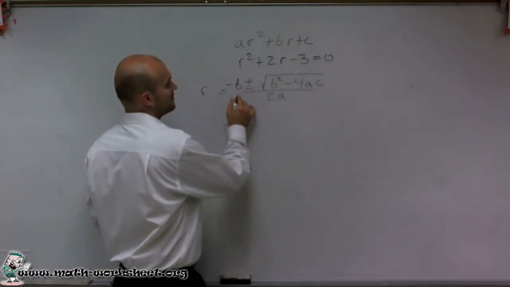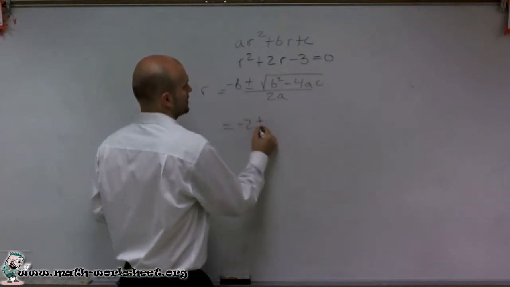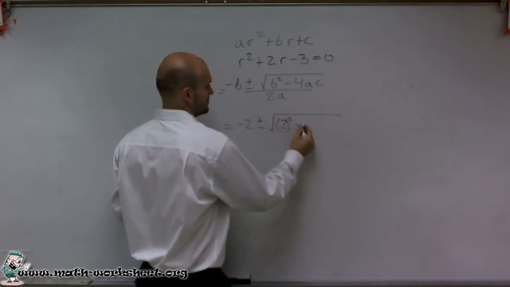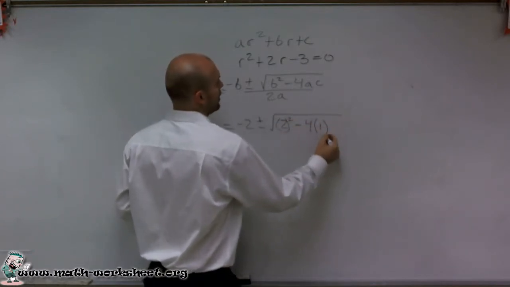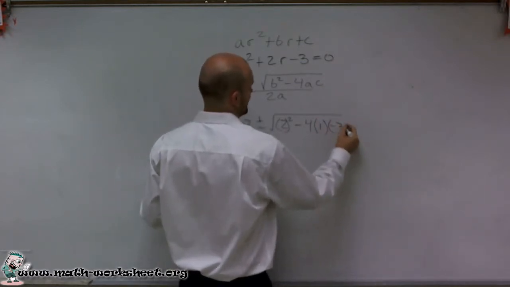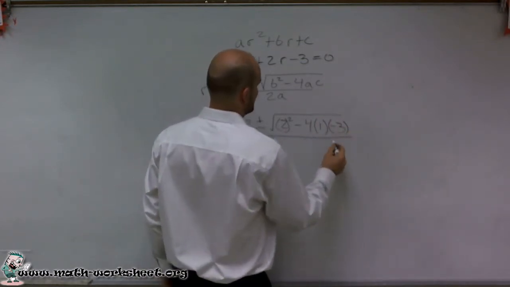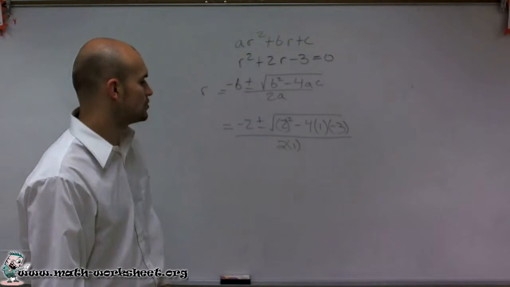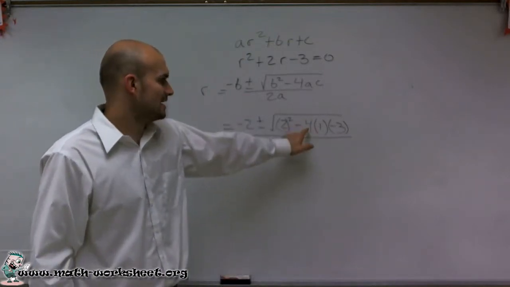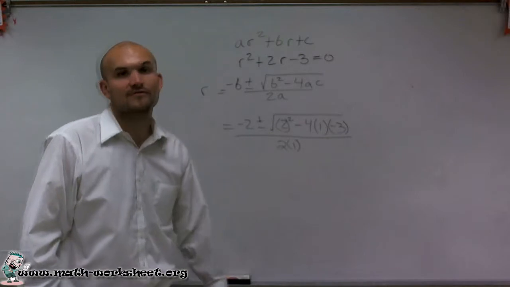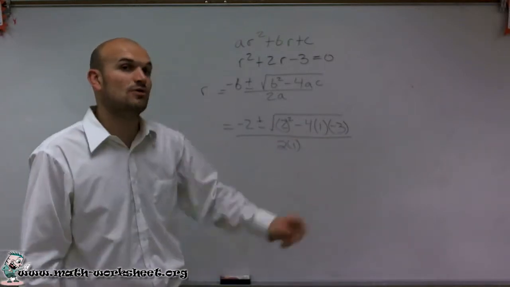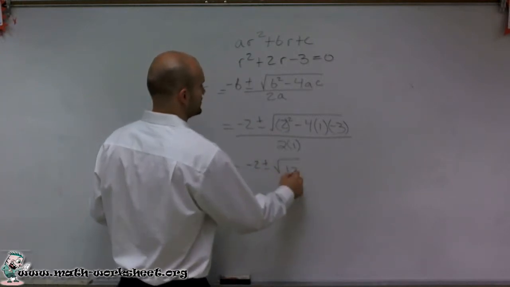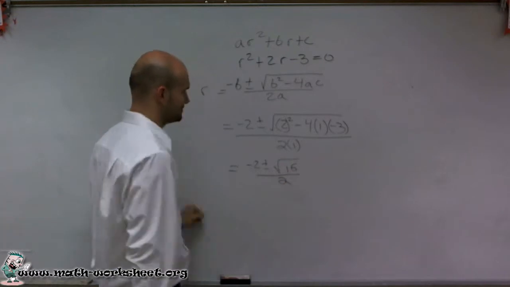So I have the opposite of 2, which is negative 2, plus or minus the square root of 2 squared minus 4 times 1 times c, which is negative 3, divided by 2 times 1. When I simplify, I get 2 squared, which is 4, minus, and then negative 3 times negative 4, which is a positive 12, so I have 4 plus 12, which is 16. So I have negative 2 plus or minus the square root of 16, all over 2.